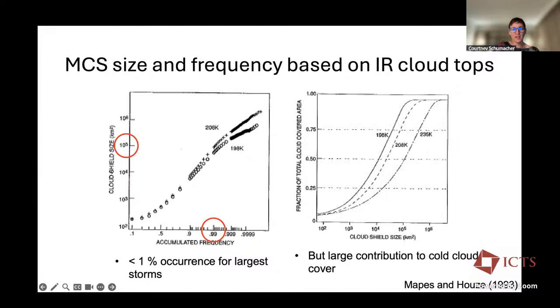But if you look at the contribution to cloud cover, cloud shield size is now over here. So this is the same 10 to the 5th over here that I said only happens 1% of the time. It accounts for on the order of, depending on your infrared brightness temperature threshold, these are all pretty cold cloud tops, about 50% of the cloud cover. So even though they don't happen very much, they have a really large impact in terms of cloud cover and thus rain.